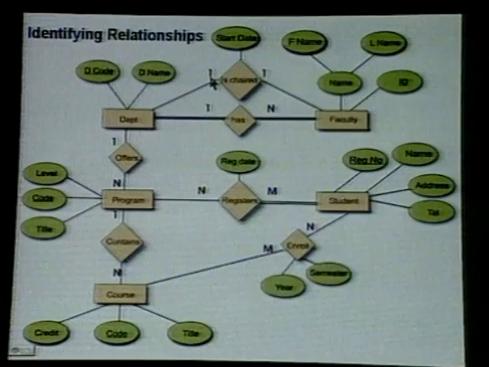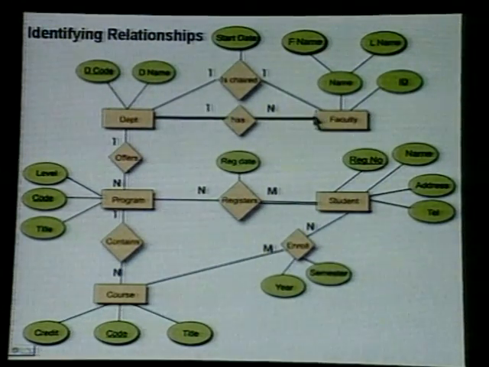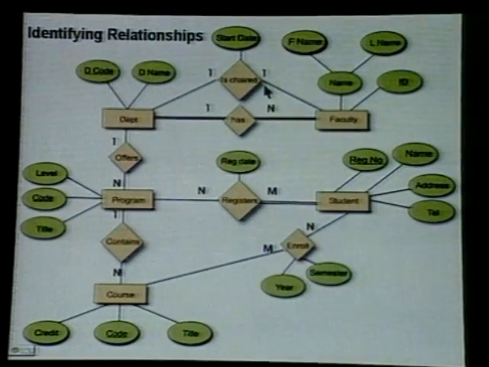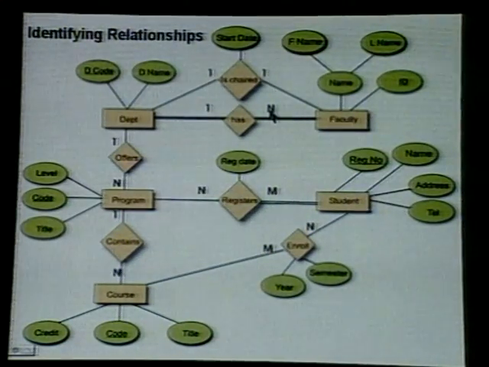Now how to read this one? It shows that one department is chaired by only one faculty member. Now you can read from both sides. If you read from that side of the entity, it says one faculty member chairs a department, or one department is chaired by one faculty member. The second type of relationship which is shown here is 1 to n. It says one department has many faculty members. N means one or more than one.